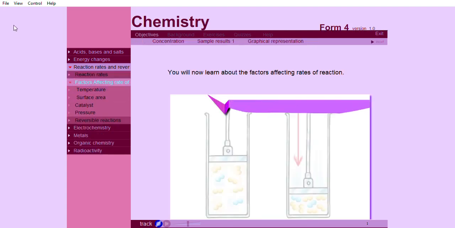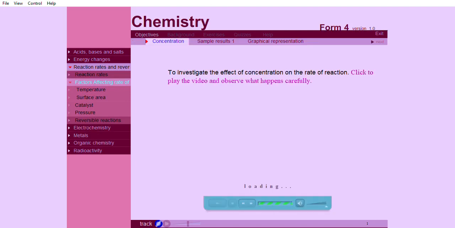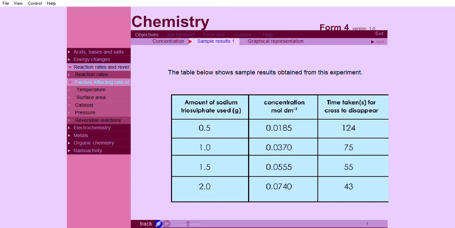You will now learn about the factors affecting rates of reaction. To investigate the effect of concentration on the rate of reaction, click to play the video and observe what happens carefully. The table below shows sample results obtained from this experiment.